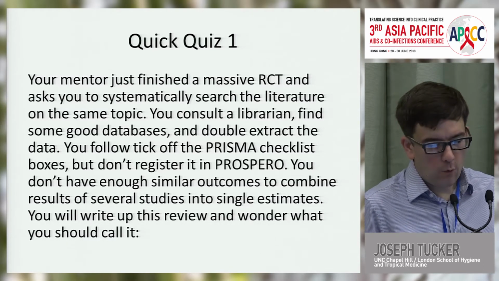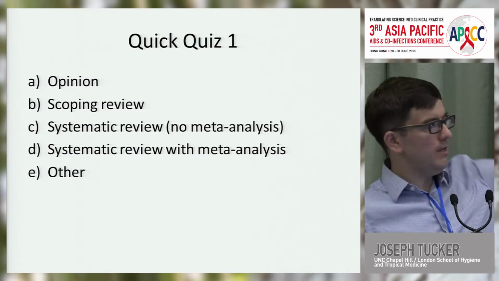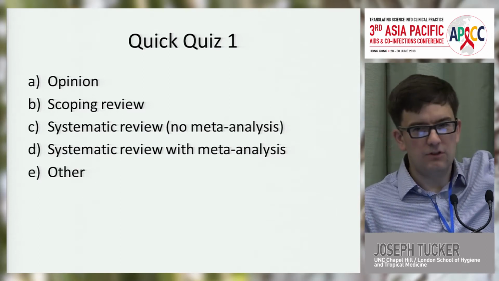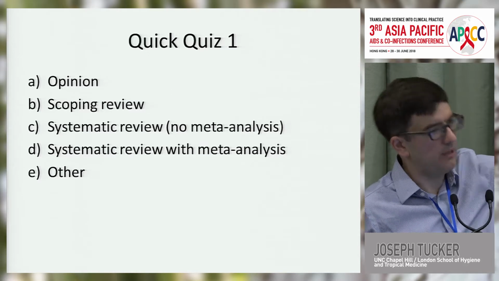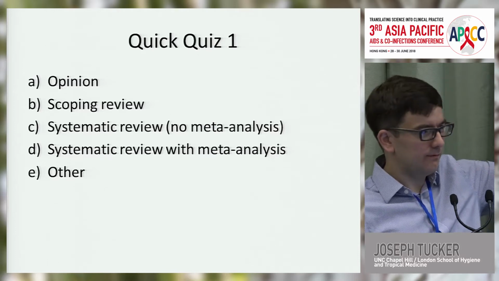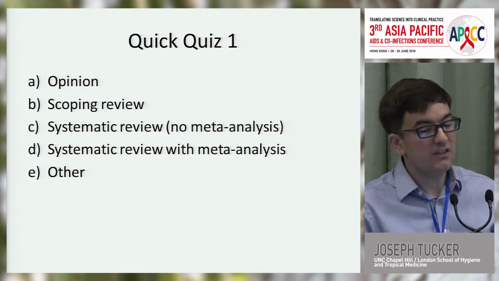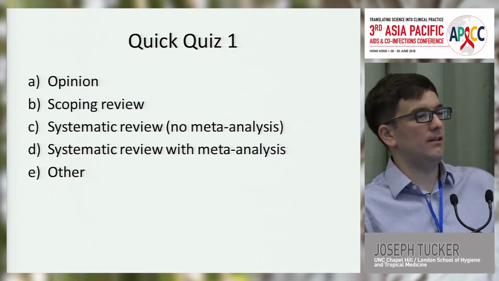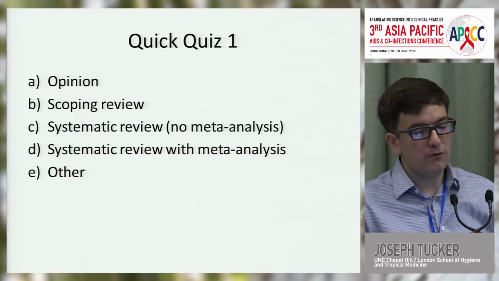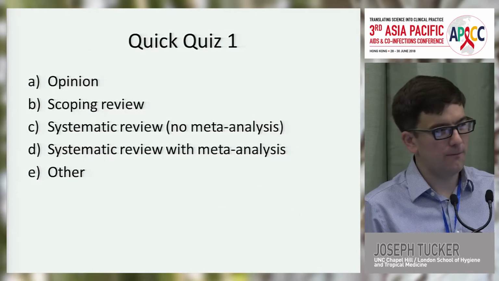And now, what do you think you should call this kind of review? Is this A, an opinion piece? Any takers? Would anyone say, Joe Tucker, this is really just an opinion piece. Stop kidding yourself. Anyone? No? Would it be a scoping review? Raise your hand. So a good chunk of folks would say scoping review. Okay. Or C, systematic review without meta-analysis. Raise your hand. Anyone? A few takers. Or D, a systematic review with meta-analysis. Raise your hand. Or any other ideas what we should be calling this? No?